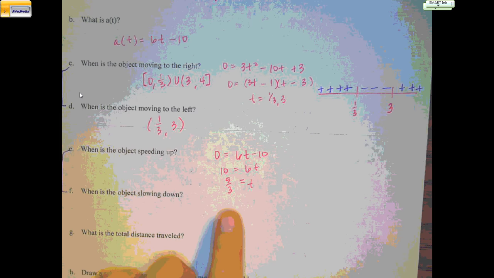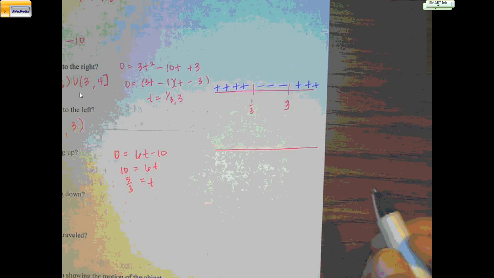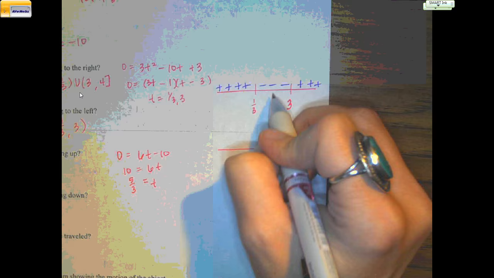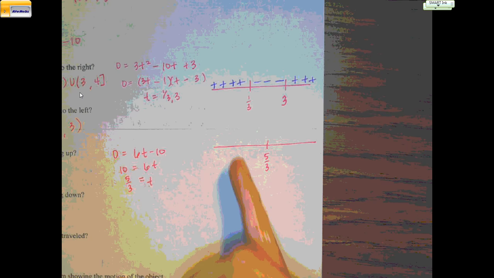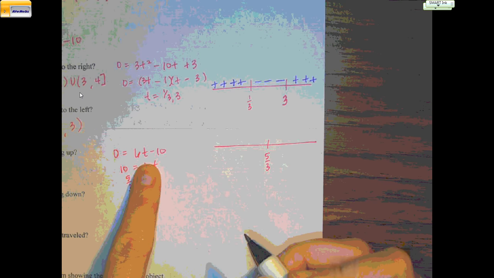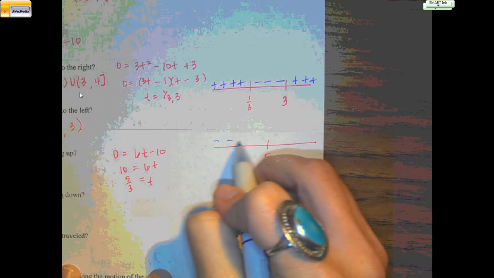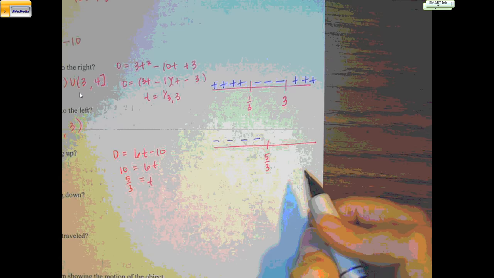I'm going to take 5/3 and set it up on a number line directly underneath this number line. And 5/3 is 1 2/3, and so we know it's between 1/3 and 3. So there's 5/3 right there. And now I'm going to test each side. I'm going to put in a 0. When I put in a 0, I get a negative number. When I put in a larger number, like say 10, I get a positive number.